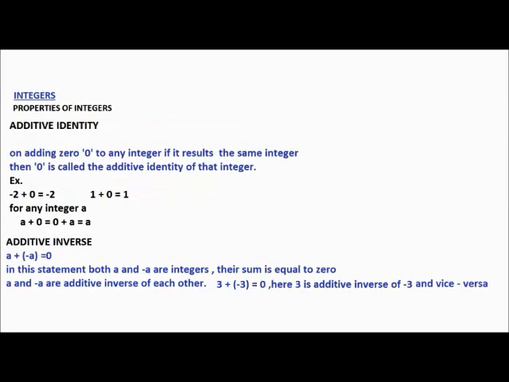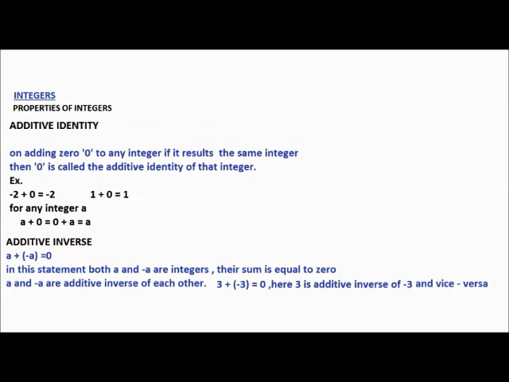Additive identity. On adding 0 to any integer, if it results in the same integer, then 0 is called the additive identity of that integer. Example, minus 2 and adding 0, again it becomes minus 2. So 1 plus 0 is equal to 1. For any integer a, a plus 0 is equal to 0 plus a is equal to a. So 0 is the additive identity of integers.